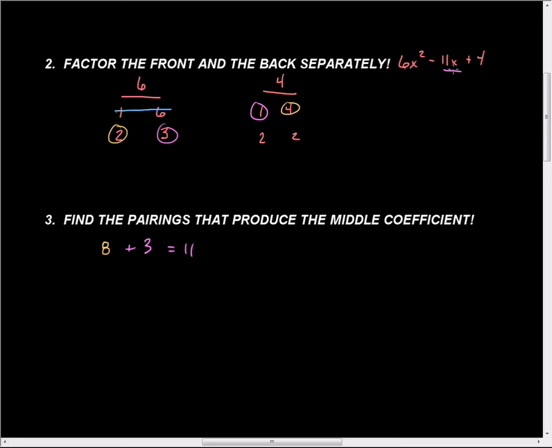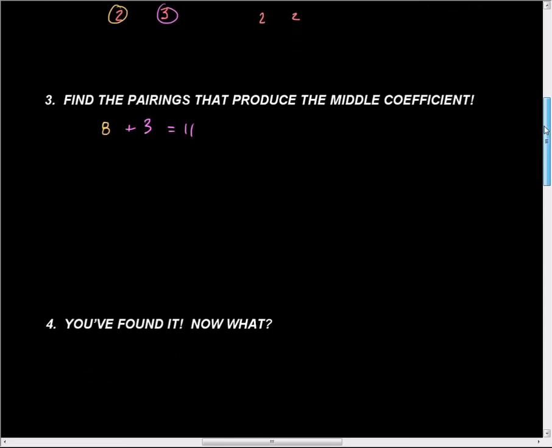So the good news is my pairing is 2, 3, and 1, 4. Those are the factors of the numbers. All right, so now I know the factors of the numbers. Now what do I do? All right, well, I'm going to go ahead and write these back down.